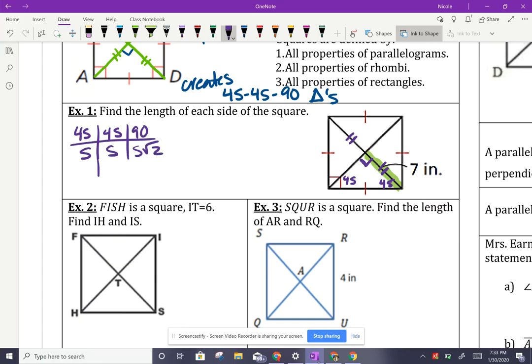I told you this stuff is not going away, guys. We will be using this till the end of the year. So across from the S is a 7. What I'm looking for is the side that's across from the 90, which is going to be your S root 2. So that means 7 root 2 is the S root 2, which is one of the sides. So the side of my square is 7 root 2.